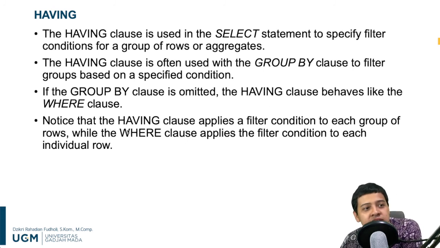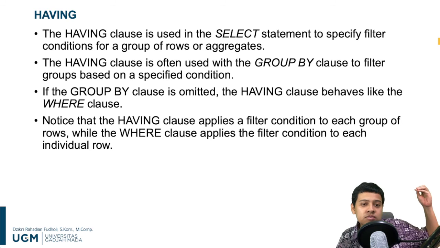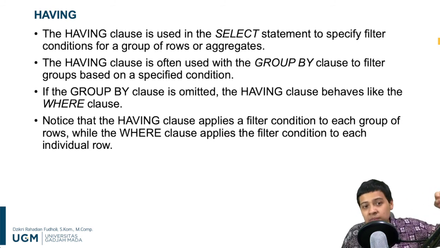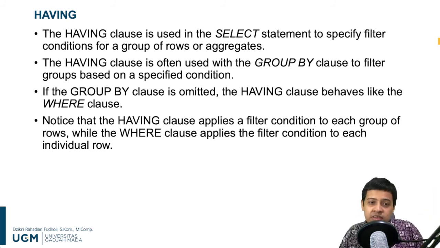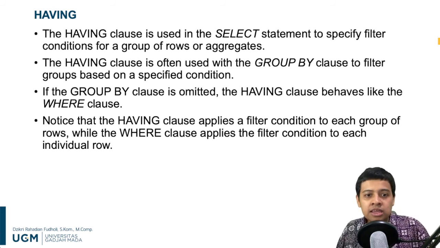Now, please notice that the HAVING clause applies a filter condition to each group of rows, while the WHERE clause applies the filter condition to each individual row. So if we have these two, the WHERE will always be clinging to the FROM clause, and HAVING will always be clinging to the GROUP BY clause.